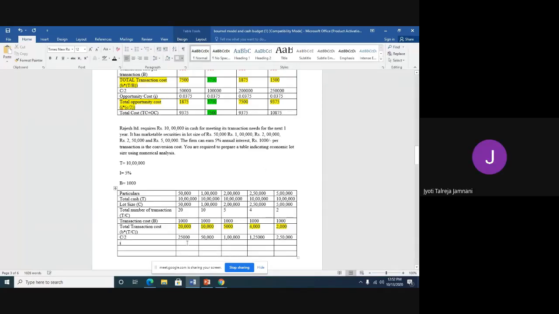So we'll take this 5%. If I take in decimals, it is 0.05, 5 divided by 100 if you do. So we take it in all the columns. So now if we have to find C divided by 2 into I, we will get the total opportunity cost. Total opportunity cost is, here this I, you can write it as opportunity cost.